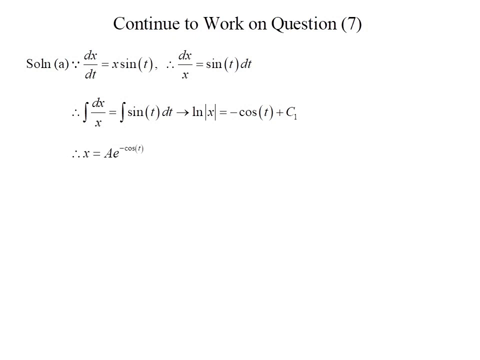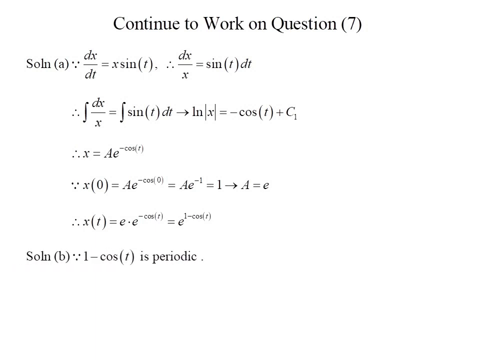yet to be determined. According to the given criterion, x of 0 equals 1 centimeter, which means the initial displacement is 1 centimeter. That gives a equals e. Hence, x of t equals e multiplied by e to the negative cosine t, which equals e to the power of 1 minus cosine t.